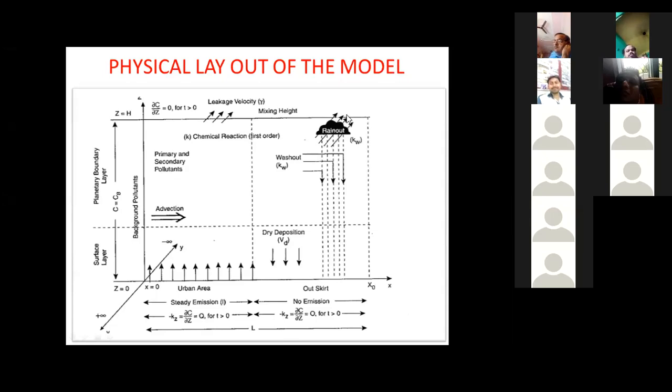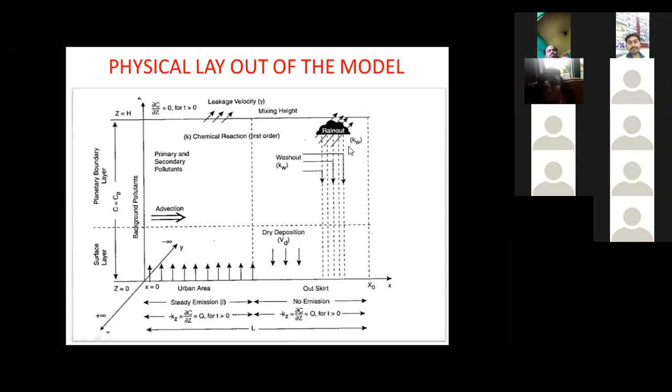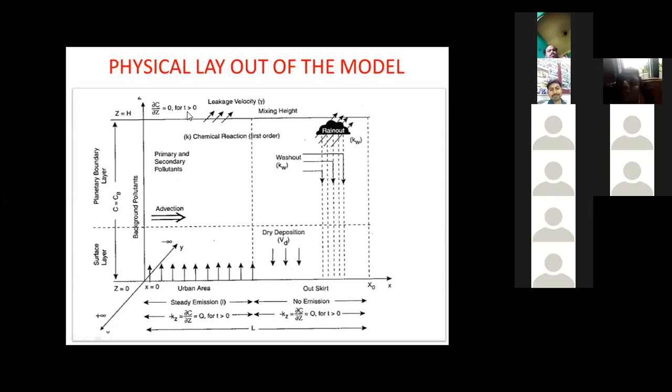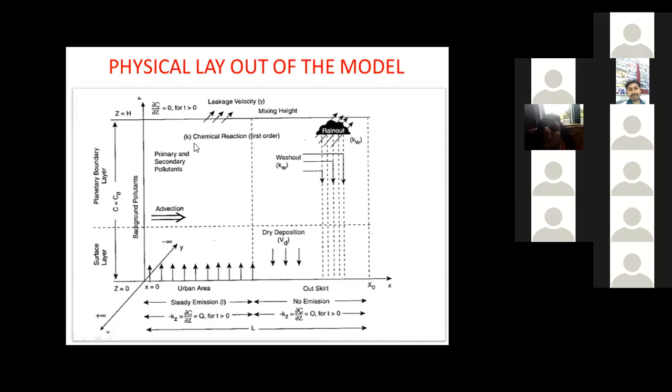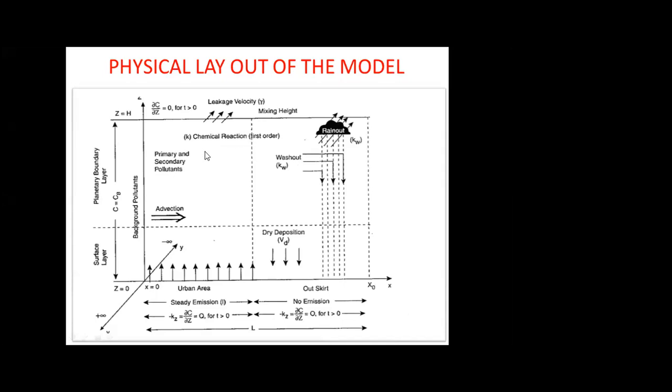And there are some pollutants that escape, which we call leakage velocity. And there are some pollutants which, because of their weight, deposit on the ground, that is called dry deposition. So these are all removal mechanisms or chemical reactions that take place. In my thesis, I have considered all this, but for today's discussion, I am considering only the time dependency and advection, and that's all.